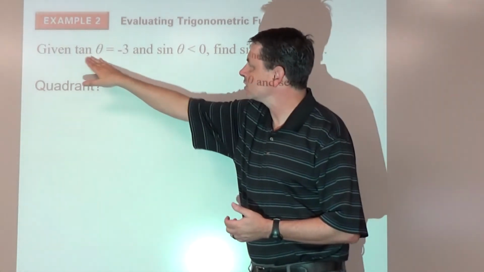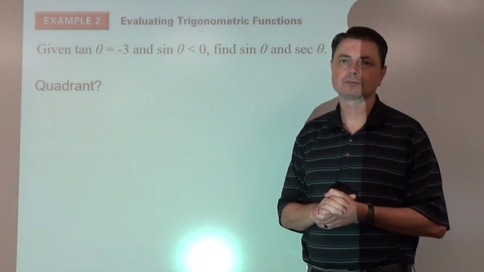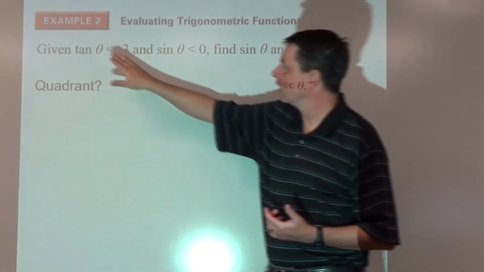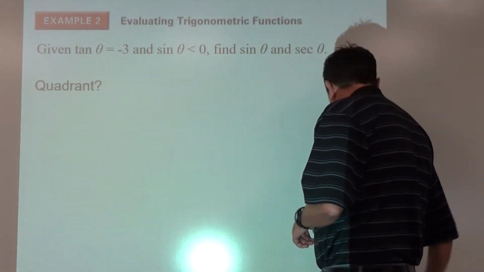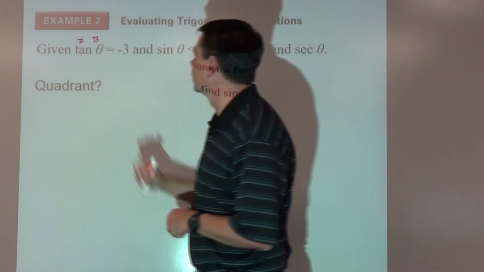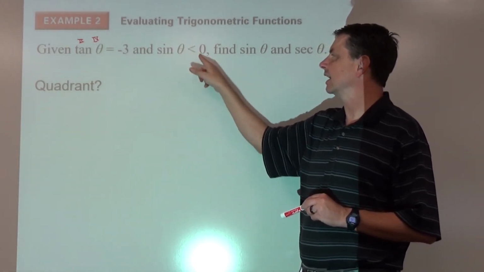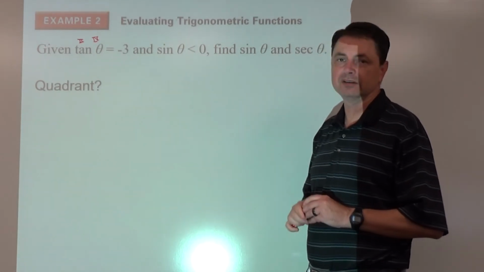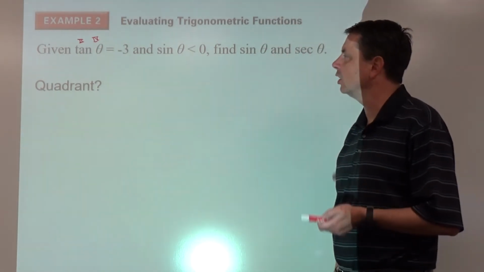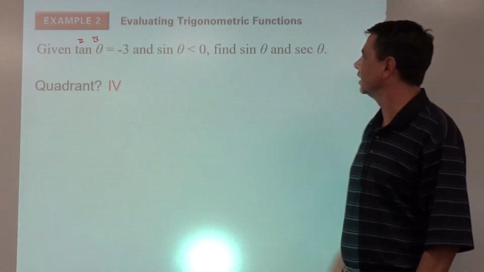So we're going to start with tangent of theta being negative. In which quadrants is tangent negative? 2 and 4. So far, as a clue here, our quadrant has got to be 2 or 4 from the first piece. Now, between 2 and 4, where is sine of theta less than 0? Where is sine of theta negative? Only in one of those, and it's quadrant 4. So that's how we know which angle, using both pieces, the given information and the clue.